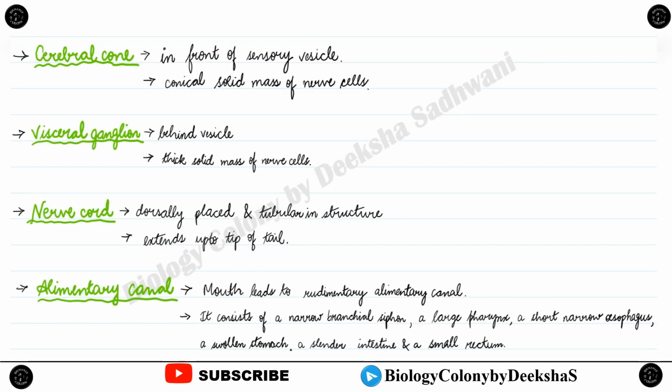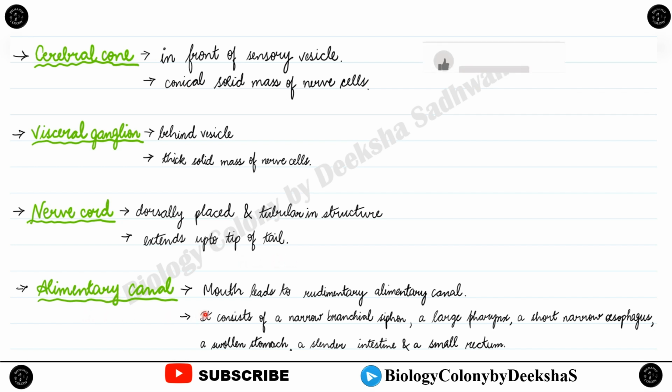Next structure is cerebral cone. Cerebral cone is found in front of the sensory vesicle. It is the conical solid mass of nerve cells. Then behind the vesicle is present visceral ganglion. It is thick solid mass of nerve cells. Now nerve cord is present dorsally and tubular in structure. It extends up to the tip of the tail.